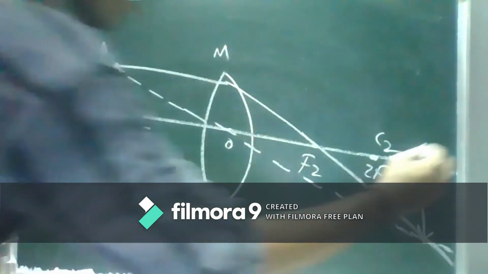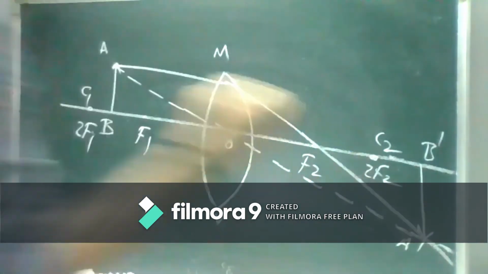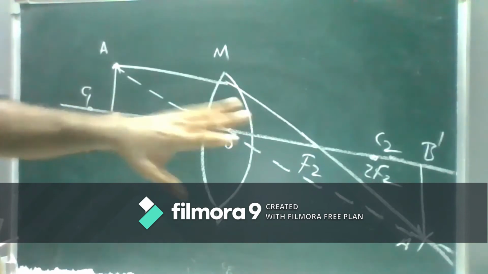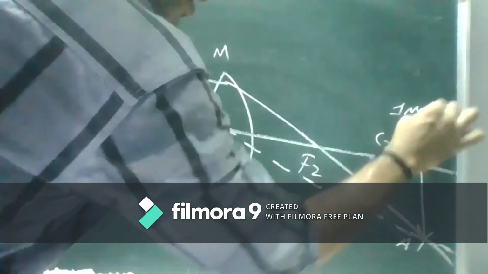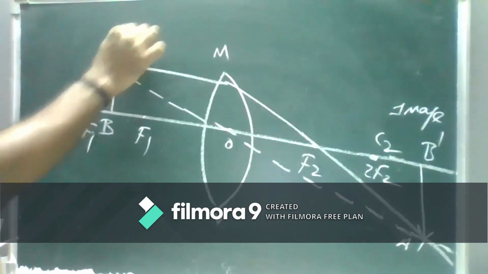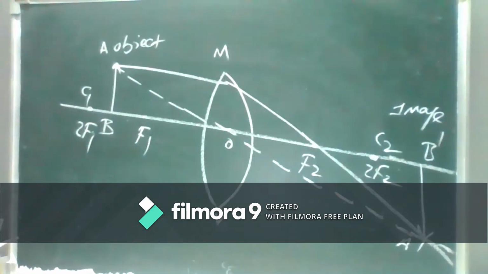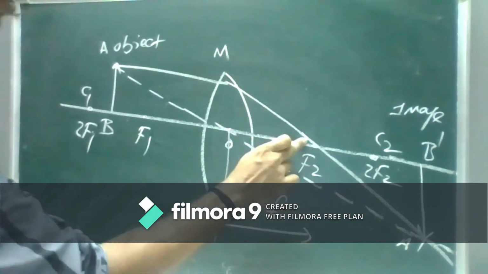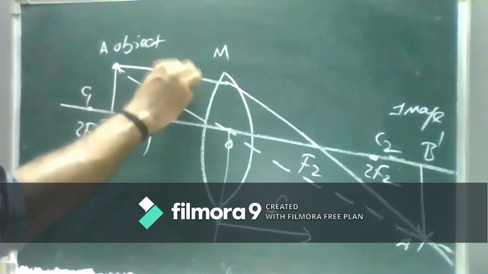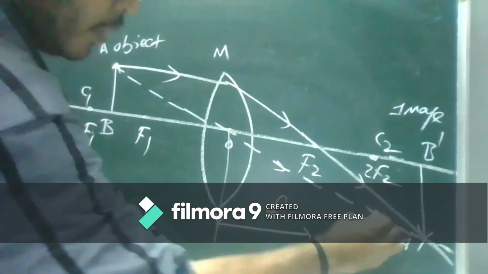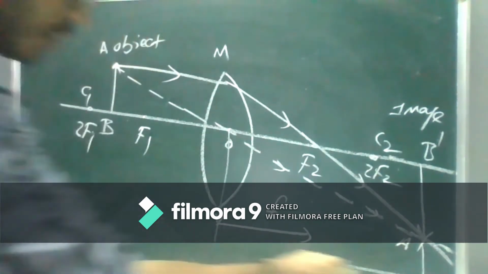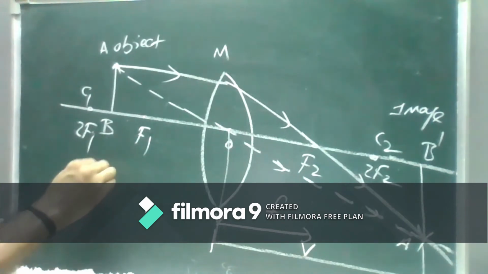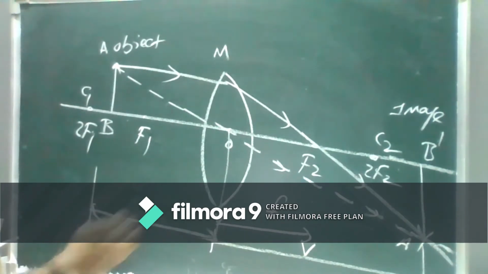I'm taking this as B dash and this as A dash. So the image is enlarged, and the object is smaller compared to the image. This is your image and this is your object. Looking at the focal length, the center point to F2 is the focal length. Where the rays meet, that is your focal length, and directions are very important. The distance from the center point to the image is v, and the distance from the center point to the object is u.